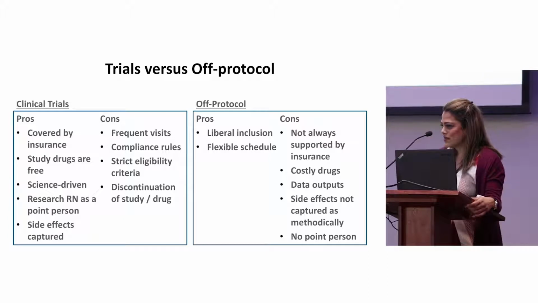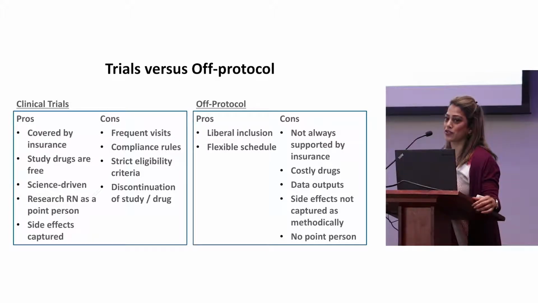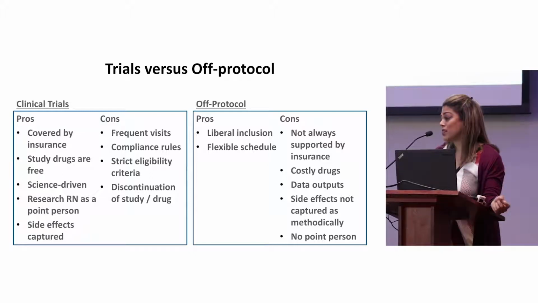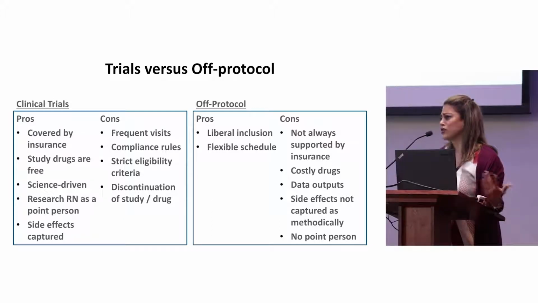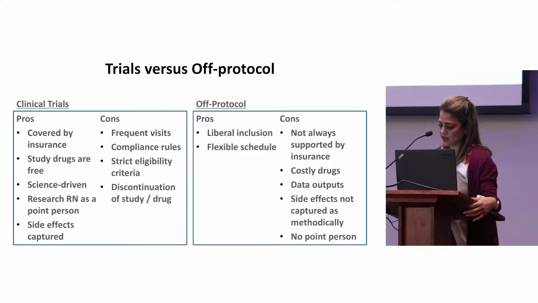But the problem is these are not always supported by insurance. And so you can say, listen, I think there's a lot of rationale to give somebody an HDAC inhibitor for uveal melanoma, and the insurance is like, great, they can pay out of pocket for it. So that's an unrealistic expectation, and these drugs are really costly. As you guys know, this is now a weekly sort of news blurb about how costly cancer drugs are.